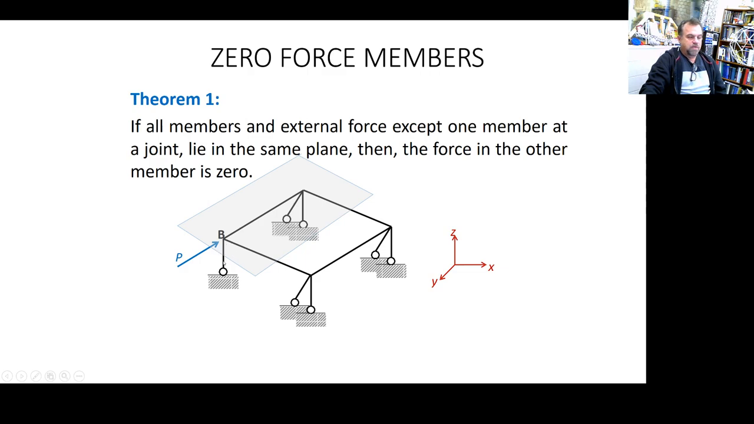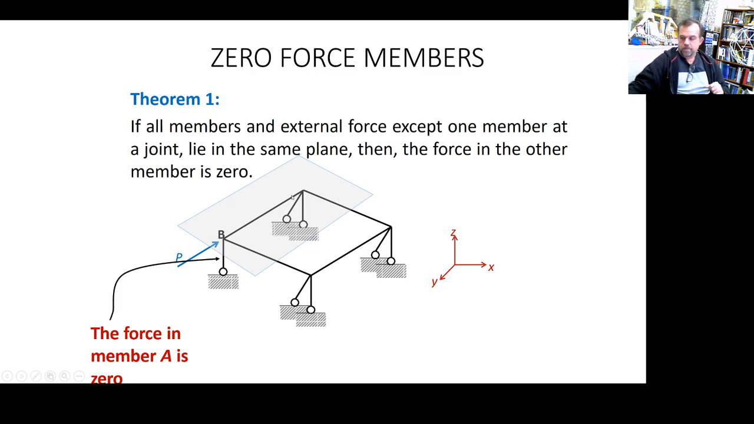But this column is coming out of the plane. So that should be a zero force member. And you don't have any other similar situation here, because if you look at this joint and you look at this plane, then you have two things or two bars coming out of the plane. If you look at the top one here, these two are in the same plane, but these two are coming out of the plane. It's not the same situation.